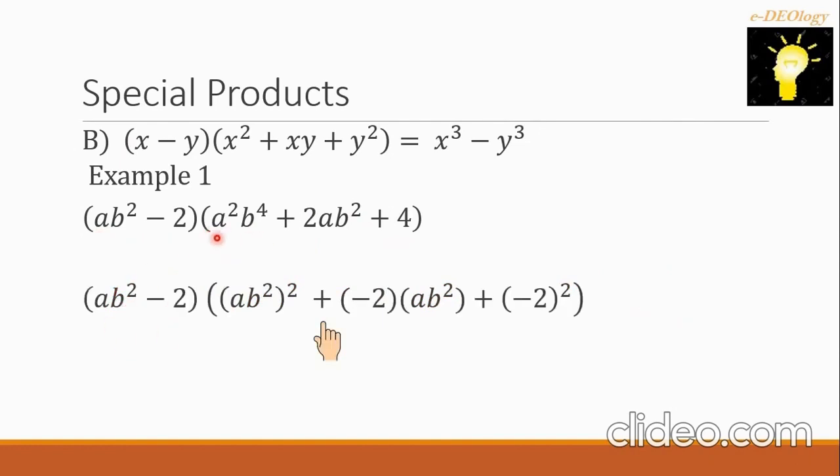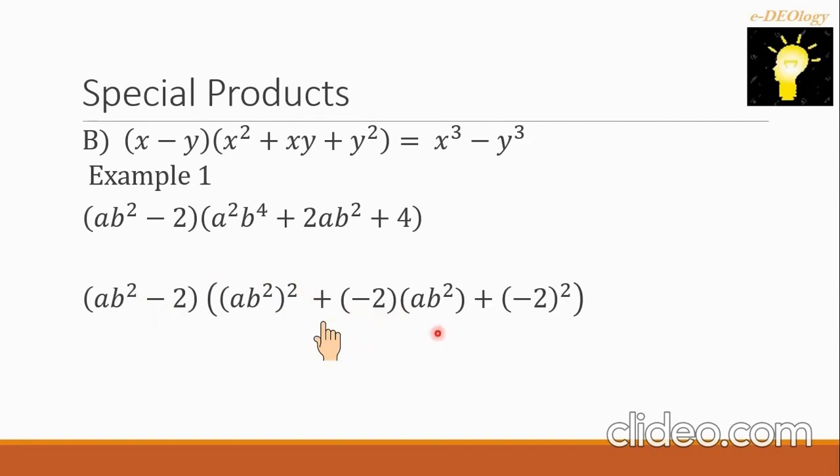Now, for the first term of the trinomial, let us show that this is the square of the first term, ab squared. So this is ab squared, and then the power 2 is outside. If we simplify this, we will go back to our a squared b raised to 4. Next, the middle term, let us show that this middle term is the product of this binomial. So ab squared is here, and the negative 2 is here.